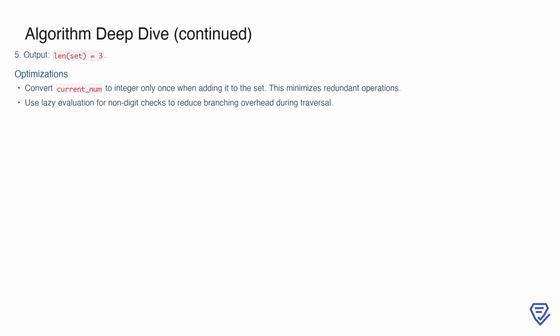This is our output. To optimize the algorithm further, we ensure that the conversion of current_number to an integer is only performed once, right before adding it to the set, reducing redundant operations. Additionally, we can minimize branching overhead by using concise checks for non-digit characters during traversal. These optimizations make the algorithm both clean and efficient, ensuring it performs well even for large and complex inputs.